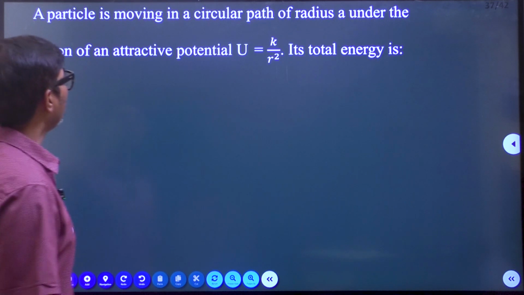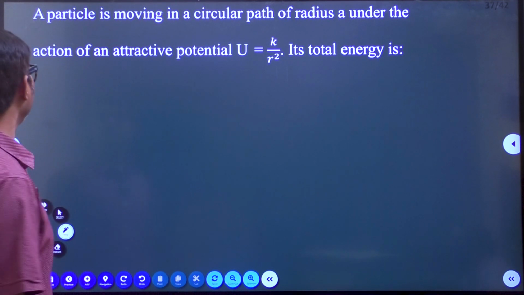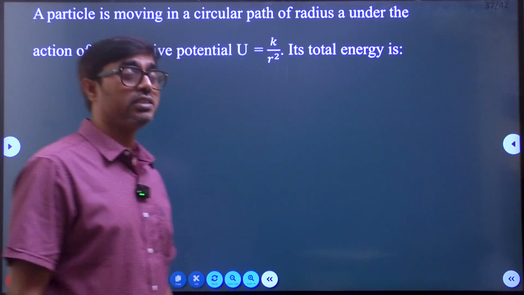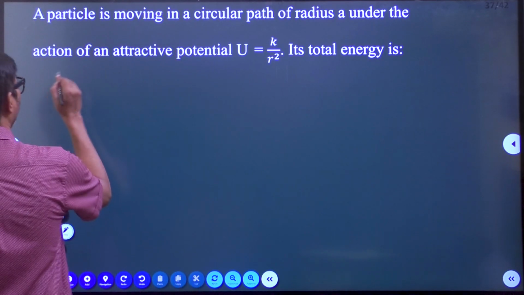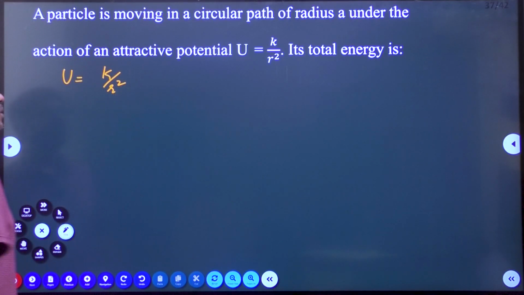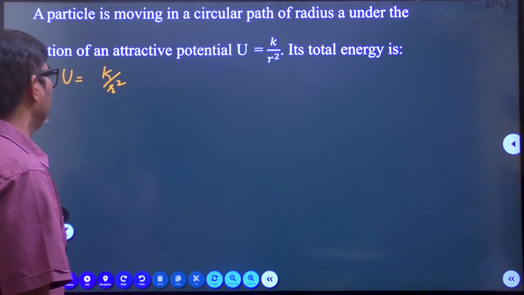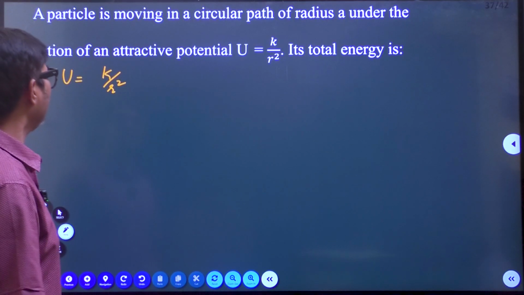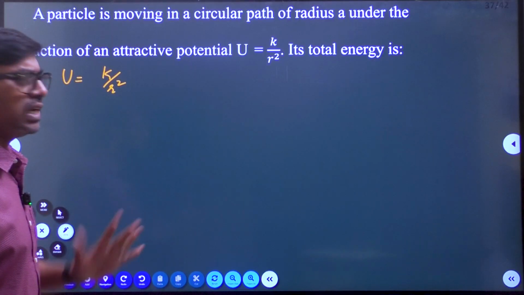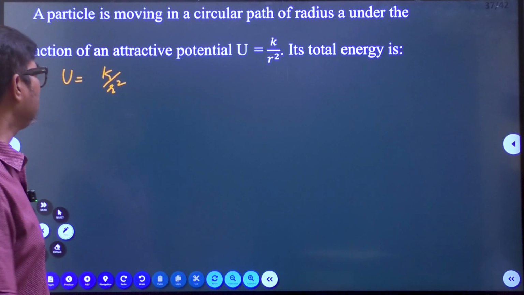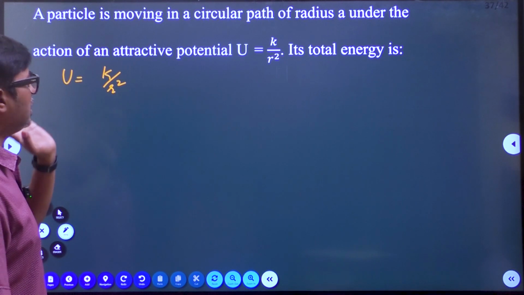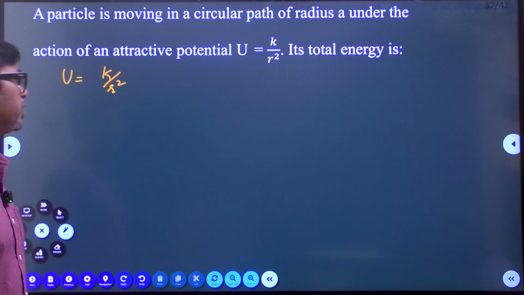A particle is moving in a circular path of radius r under the action of an attractive potential U equal to k by r squared. Its total energy will be? All right. So U they had given as k by r squared. Attractive potential, they said U equal to k by r squared. Generally, attractive potential will have negative value, so I'm assuming that k itself is negative. Potential energy will be negative for a bound system usually. They didn't mention that, but I'm assuming k to be negative.